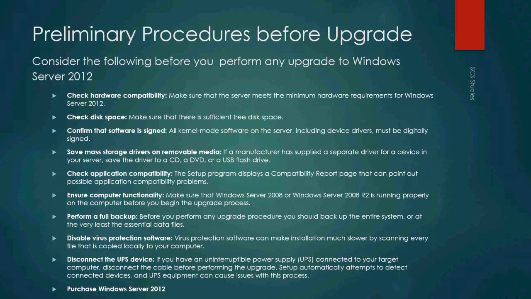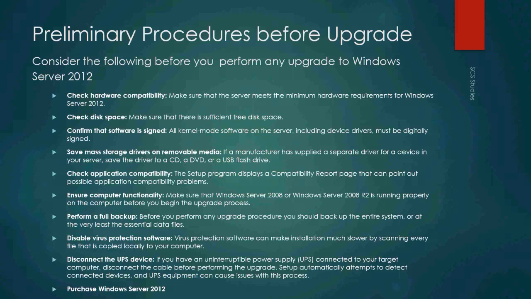The second thing is disk space. Before performing an in-place upgrade, you have to make sure that there is sufficient free disk space available. As you know, 32 gig of space is mandatory, or the minimum as per Microsoft, to install Windows Server 2012.